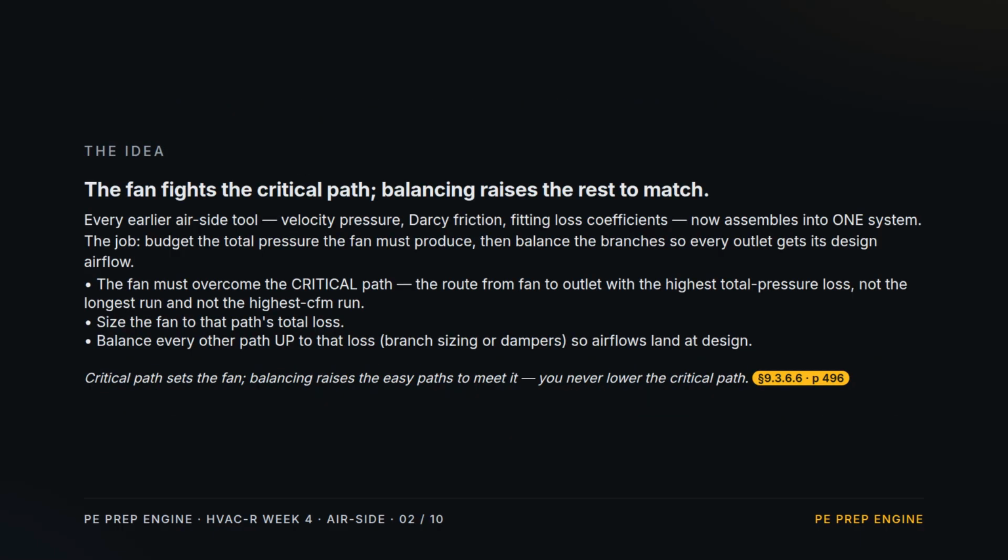The idea. Every tool from the week now assembles into one system. The fan has to overcome the critical path, the route from fan to outlet with the highest total pressure loss, not the longest run and not the highest flow run. Size the fan to that path, then balance the other branches up to match it so airflows land at design.